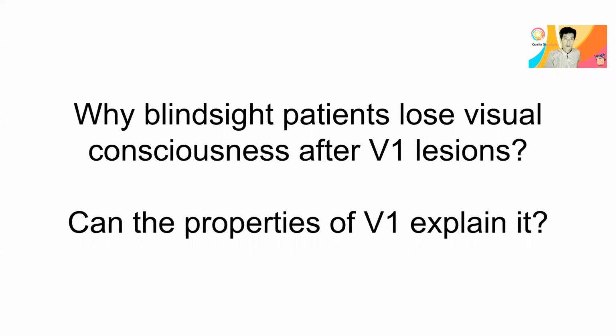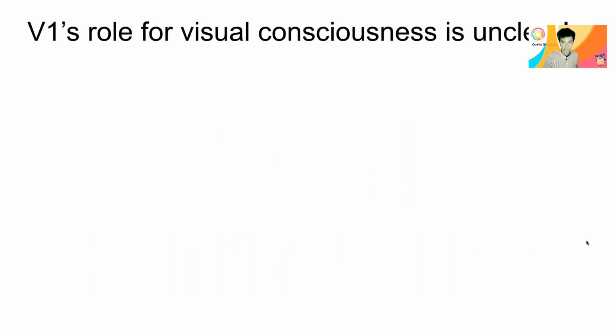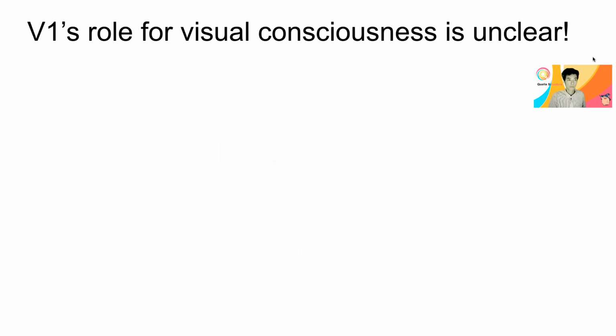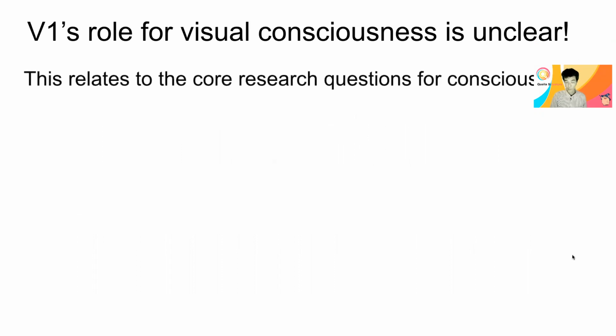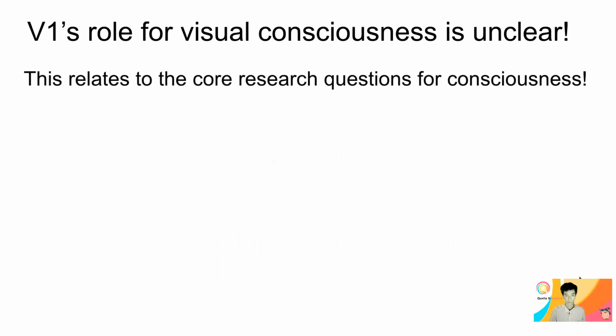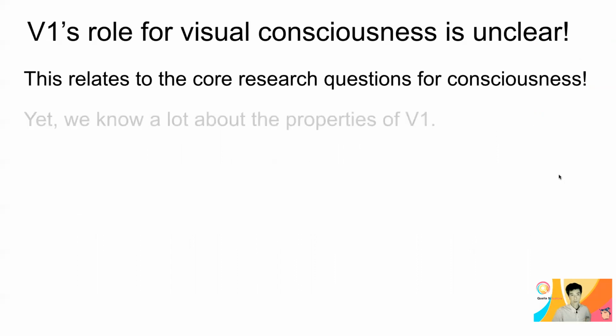Why do blindsight patients lose visual consciousness after V1 lesions? And can the properties of V1 explain it? So in summary, V1's role for visual consciousness is still unclear, unfortunately. And we are now starting to get into the frontiers of the research gradually. This relates to the core research questions for consciousness.